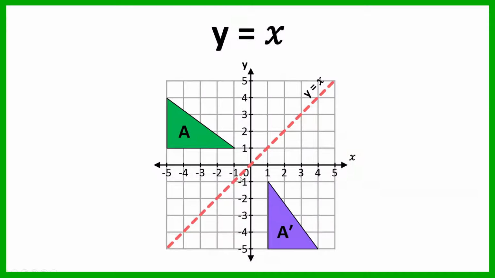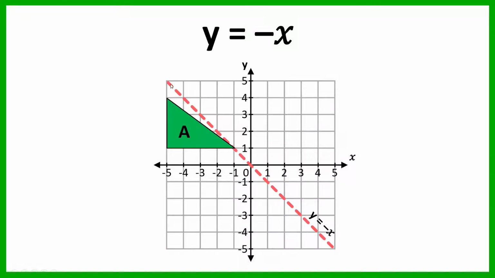Okay, then we also have the line y equals negative x, which looks like this over here. So everywhere along the line y equals negative x, the coordinates, the x and y values will have the same absolute value, but they'll have different signs. So one will be positive and one will be negative. So you'll have positive and negative 1, positive and negative 2, positive and negative 3, and so on.